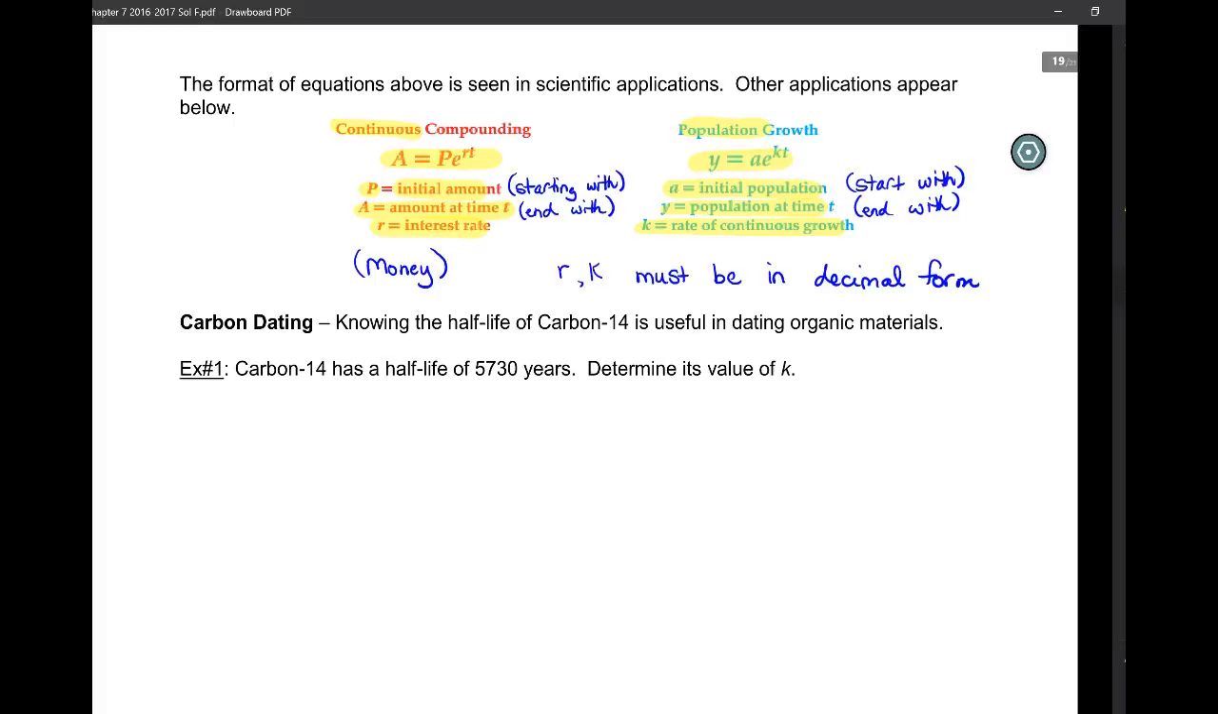Next, carbon dating. So have we heard of carbon dating before? So what does anybody know what carbon dating does?